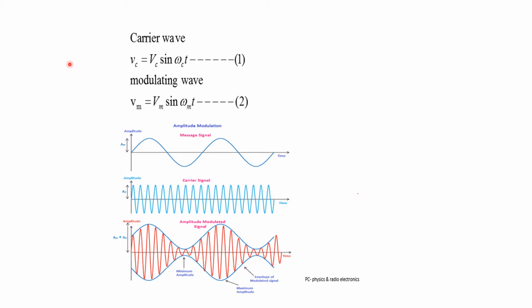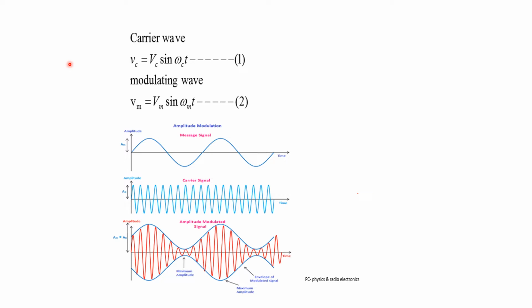So the modulating wave, we have to propagate from one point to another, and for the process of modulation we have to make use of the carrier wave. The message signal or the modulating wave is of comparatively lower frequency, and the carrier wave is of comparatively higher frequency, which lies in the radio frequency range. Presently, I will discuss amplitude modulation in some detail.